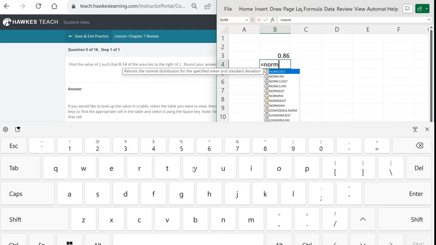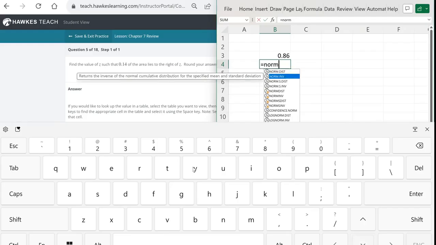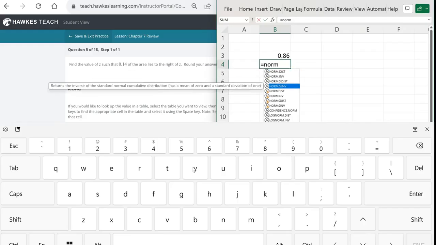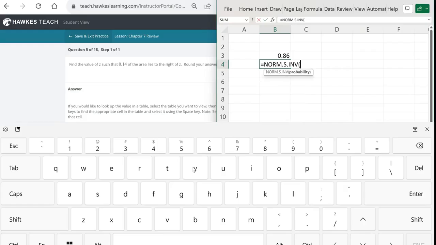For finding the z value when I'm given an area under the curve, I need to use norm.s.inverse. What that's going to ask me for is the probability. Well, what's the probability? There's a lot of different terms for this. Area under the curve, area, probability, percentage, all of those things will be called these different things in the course of all the questions that you read in statistics. In Excel, it's called probability. In the statistical table, it's called area under the curve. I don't particularly know why we have all these different names for the same thing.